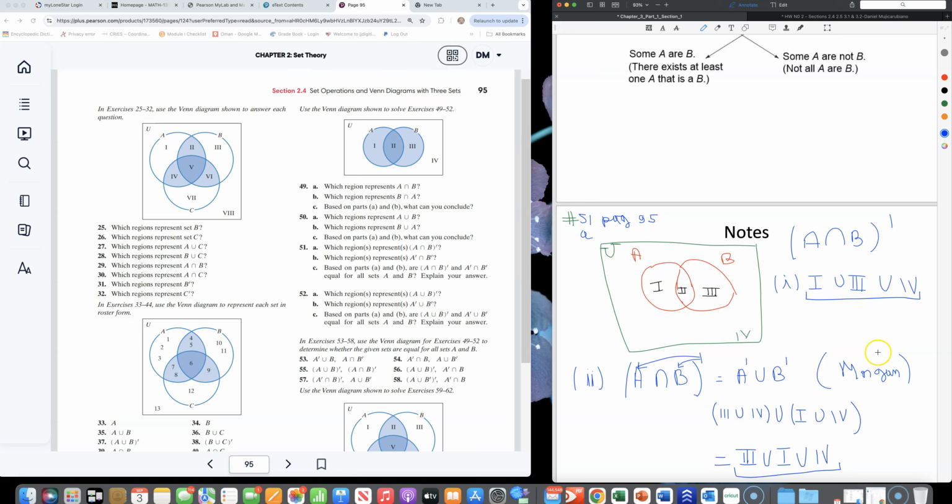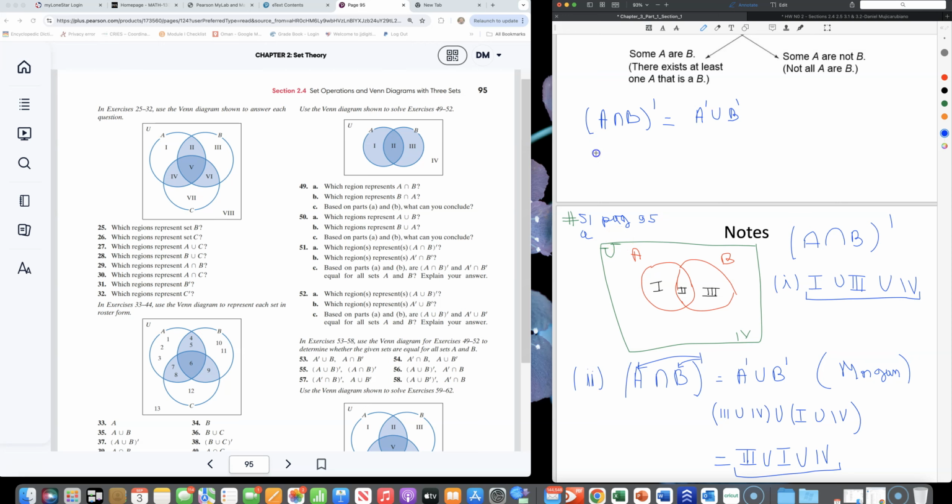So you can apply De Morgan's law. Remember De Morgan's law: the complement of the intersection is exactly what we used here. We distribute the complement operation to each one of the sets. That's the way to remember this. And if you have intersection, then now you're going to have union.